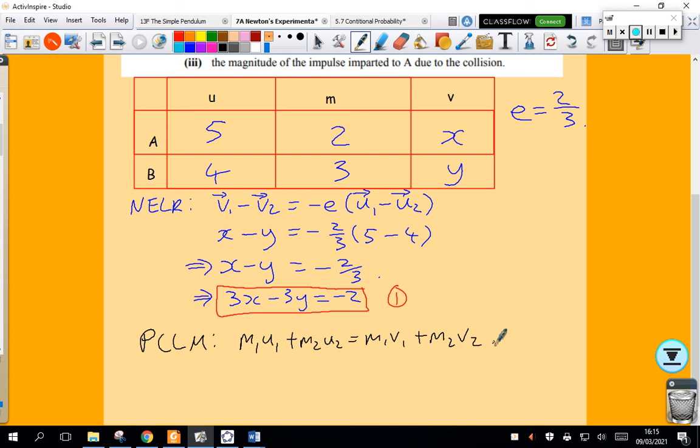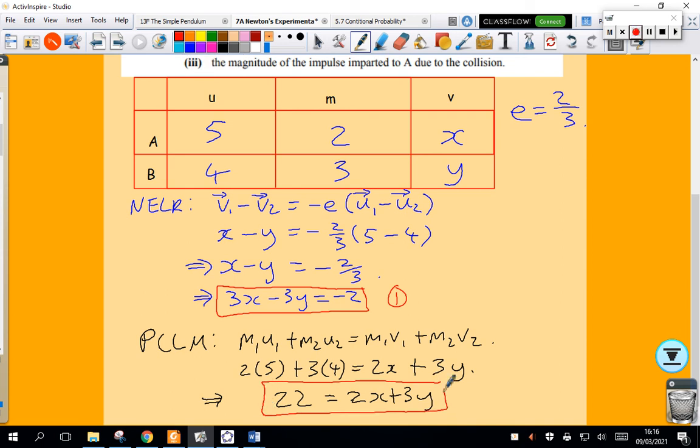And again, just plugging everything in here. So m1, 2, times u1, 5: 2 times 5. Plus m2, 3, times u2, 4: 3 times 4, is equal to m1, 2, times v1, x, plus m2, 3, times v2, y. Okay, solving there. 2 5s are 10, 3 4s are 12, altogether that's 22. 22 is equal to 2x plus 3y. There's my equation number 2.